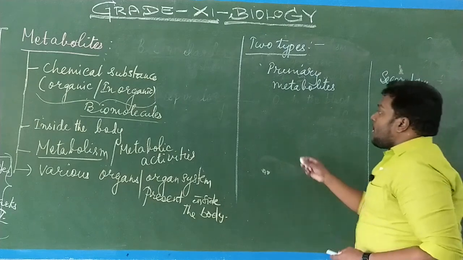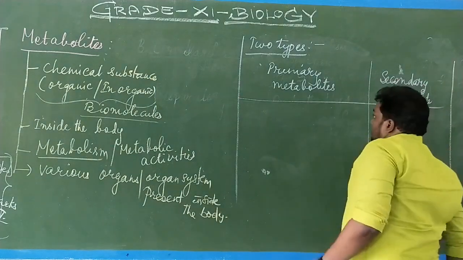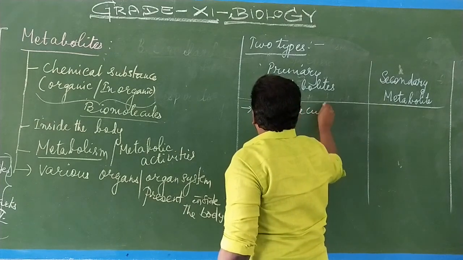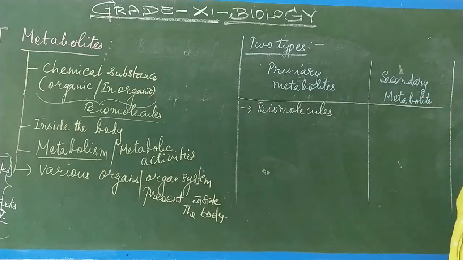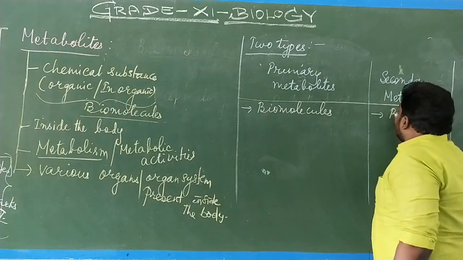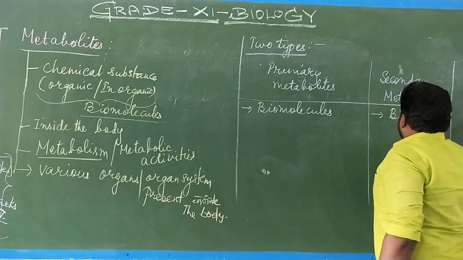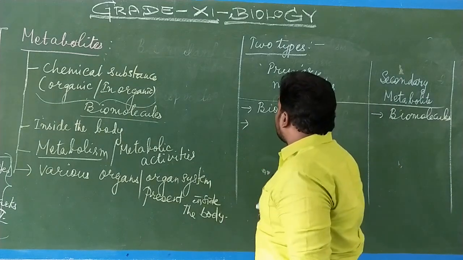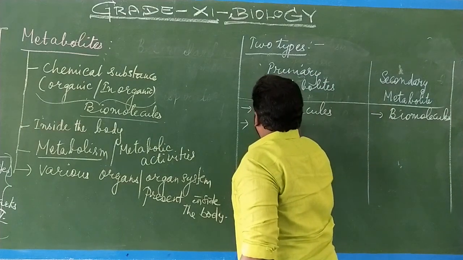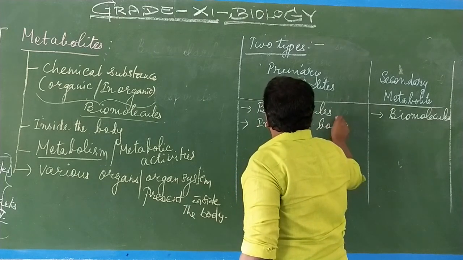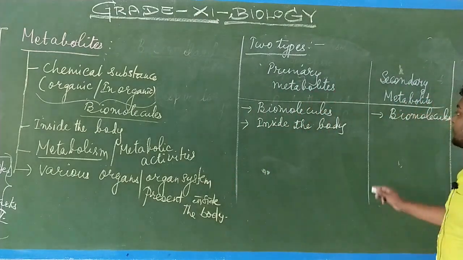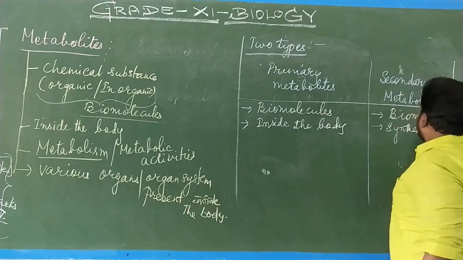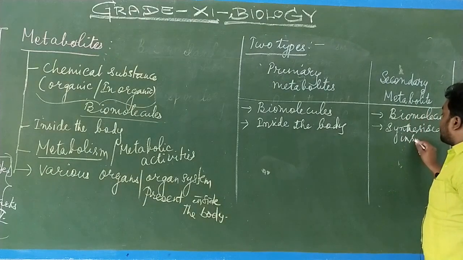Now you see, primary metabolites are a biomolecule, so biomolecules. Okay, this is also a biomolecule, and it is being produced inside the body. And when you take the secondary metabolites, it is also being produced, or otherwise we can call it synthesized, inside the body.